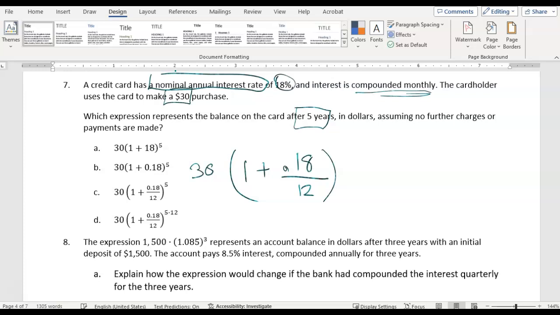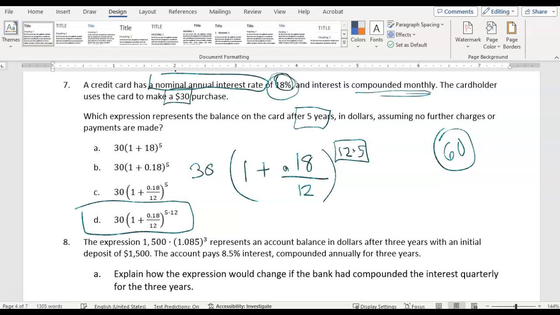So if this is in months, we also need to have our exponent represent the number of times that it will be compounded over those 5 years. And if it's happening monthly, it will happen 12 times per year, and then it's going to be times 5. So D is our best answer, because this represents if I'm compounding monthly for 5 years, I would be compounding it 60 times, right? And so that 12 times 5 is that 60, and this 0.18 divided by 12 is taking this 18% interest and breaking it up monthly, and so that would get us the most accurate results.